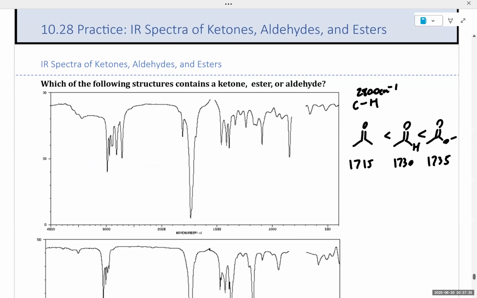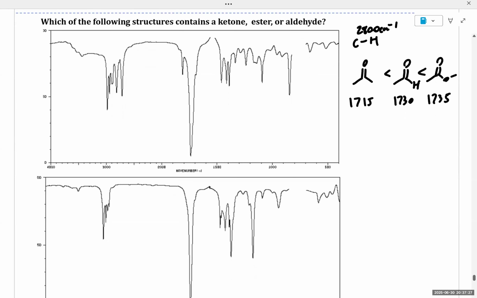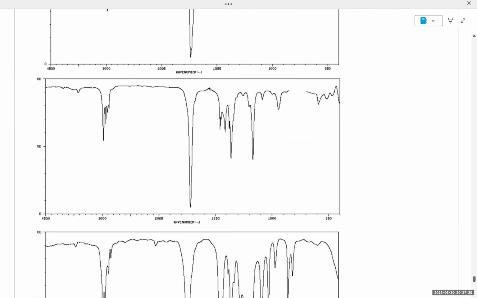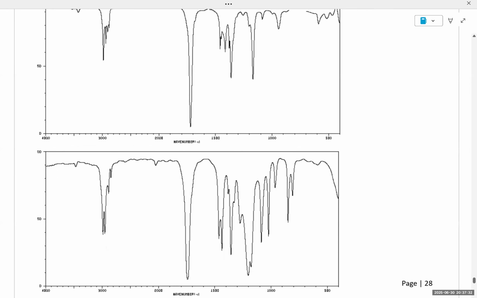So, with that information in mind, I'd like you to tell me for each of these spectra, which spectra contains the ketone, which spectra contains the aldehyde, and which spectra contains the ester. So pause the video, take a few moments to work through this example, and then we'll discuss.